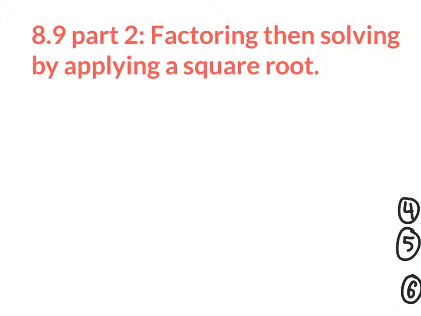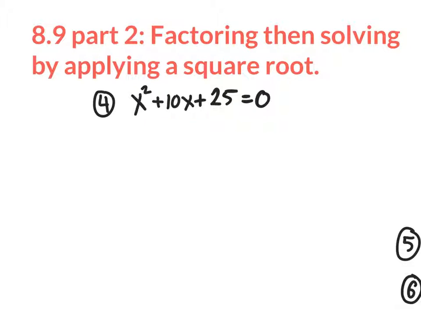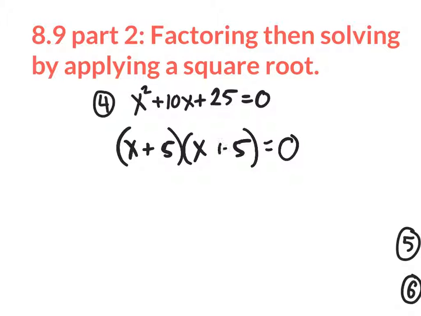Let's try another one. We have x squared plus 10x plus 25. What do I do? Oh, the parentheses. Okay, you can do the parentheses, right? And then 5 times 5 is 25, and 5 plus 5 is 10. So I could do x plus 5, x plus 5. You could do it that way.